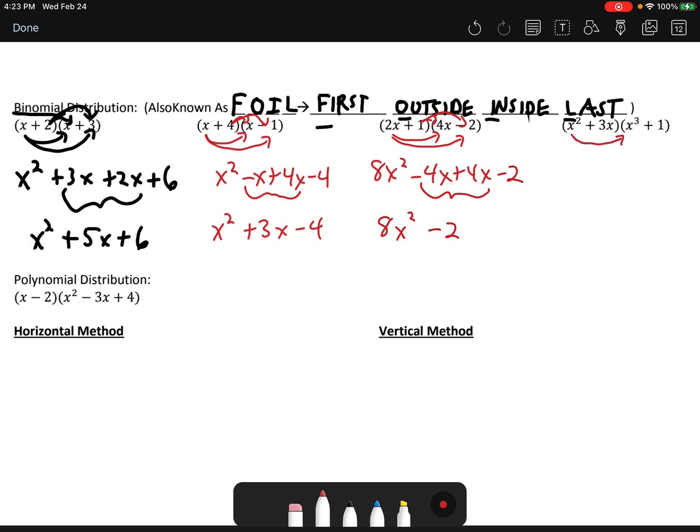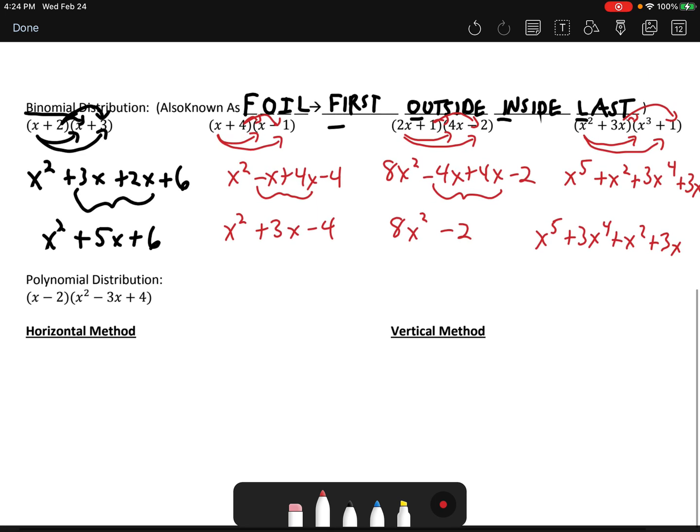Okay, the last one, x squared times x cubed is x to the 5th, right? We add exponents, plus x squared, 1 times x squared, plus 3x to the 4th, right? 1 plus 3 is 4. We add the exponents. And then the last term is 3x times 1, which is just 3x. Well, nothing combines, does it? But we must write them in descending order. And there you have it.